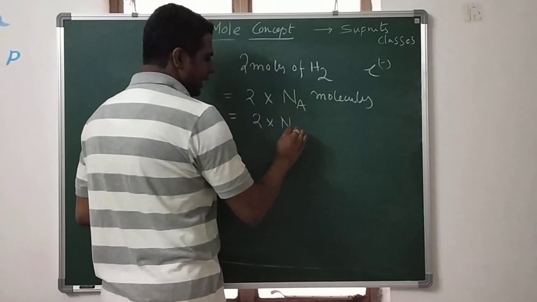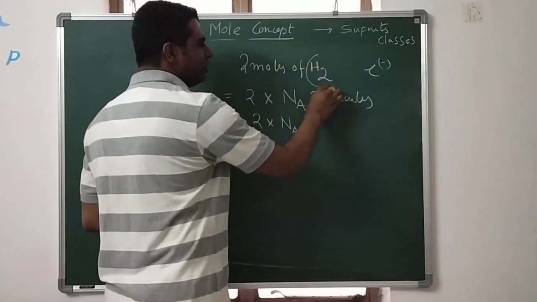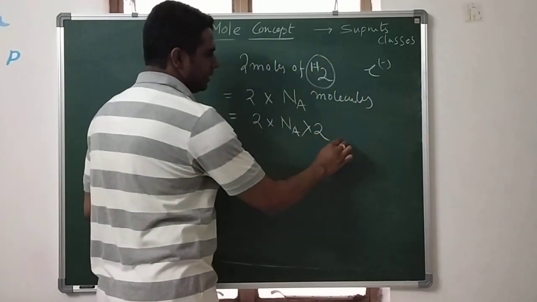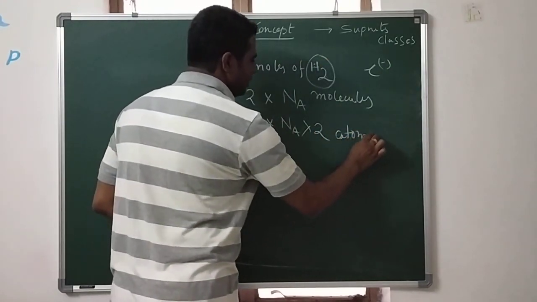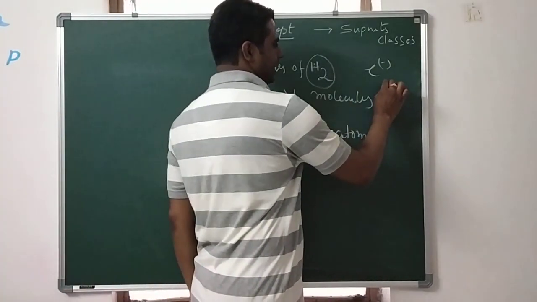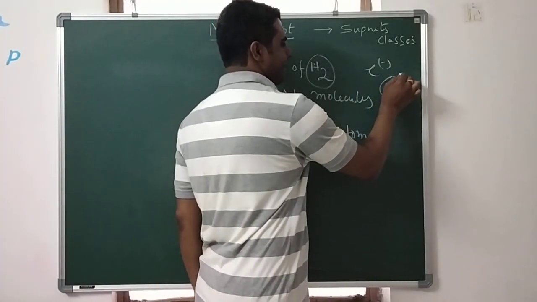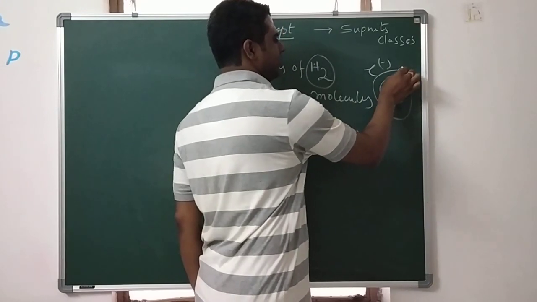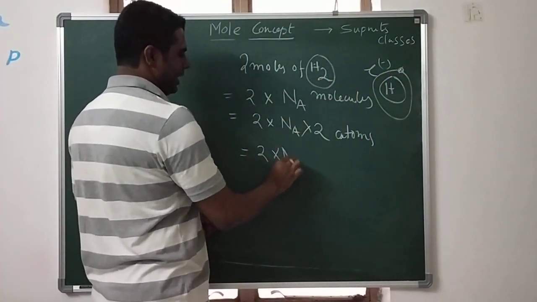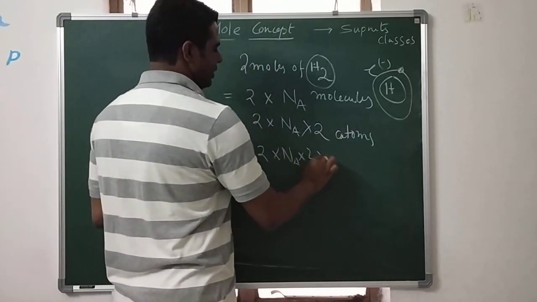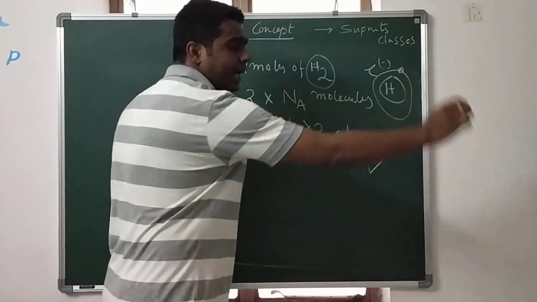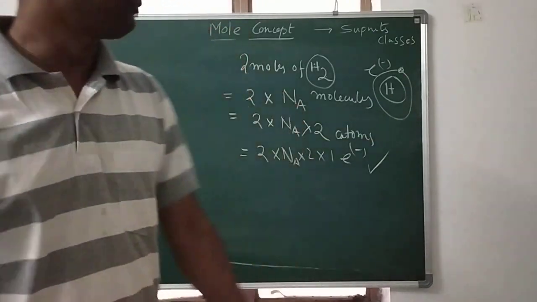2 into Na. In 1 molecule of H2, there are 2 hydrogen atoms. So into 2 atoms. In 1 hydrogen atom, how many electrons are there? Hydrogen has one electron, right? So there is only one electron. So 2 into Na into 2 into 1 electron. Job filled and done. Okay?